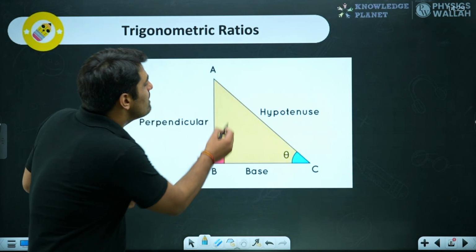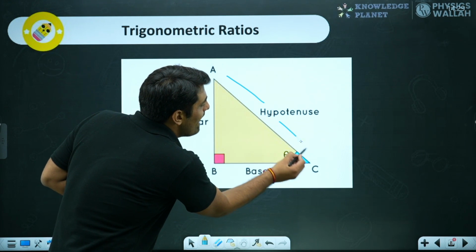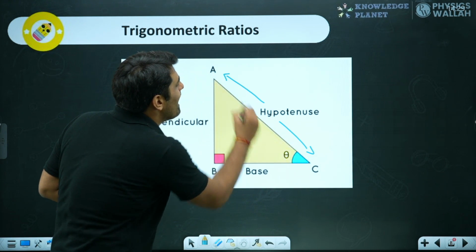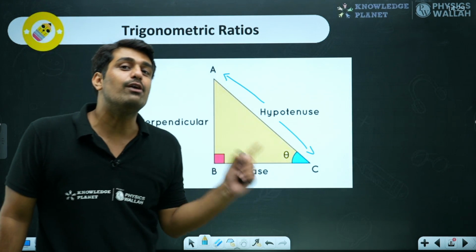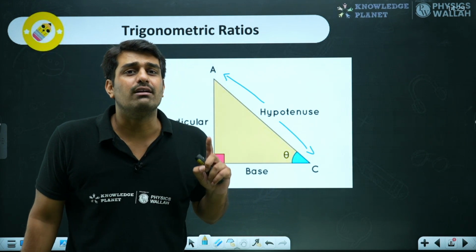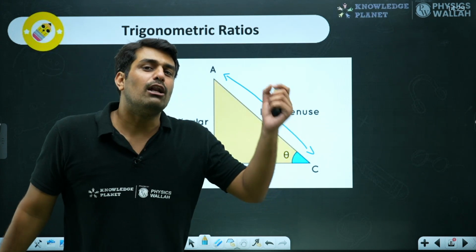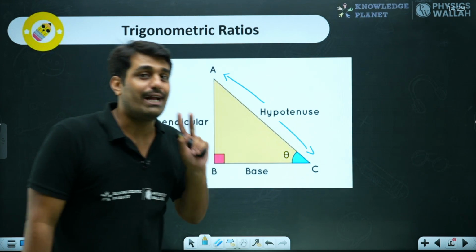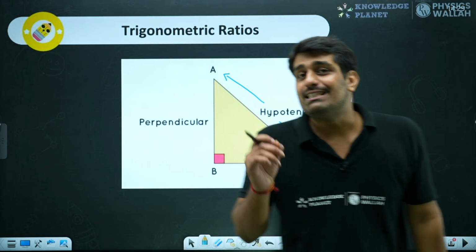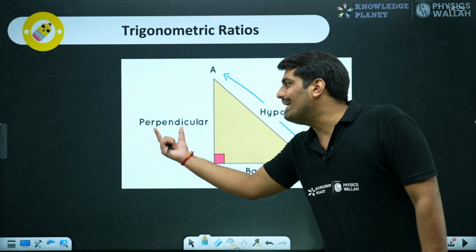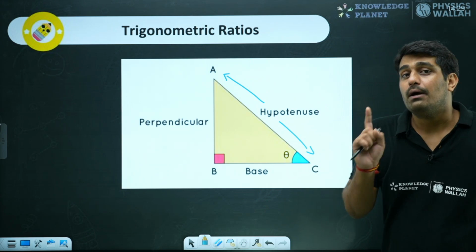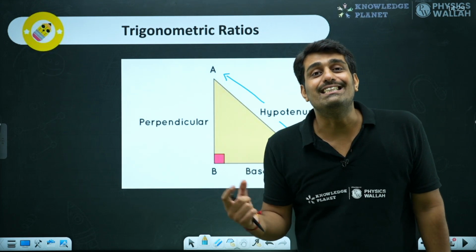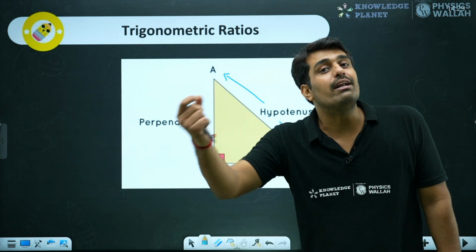Over here, first thing is that the longest side in a right angle triangle is called the hypotenuse. Wherever the triangle is, the longest side will always be the hypotenuse. Now we are left with two sides. The names of these sides are perpendicular and base. But the perpendicular and base might change according to where you are viewing these sides from.